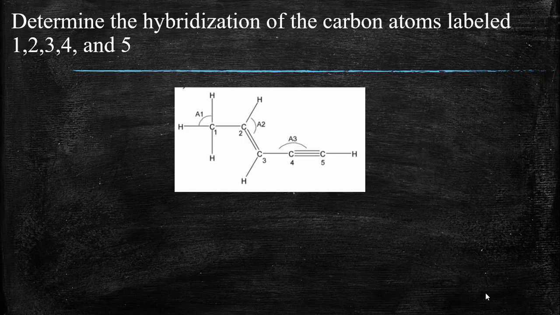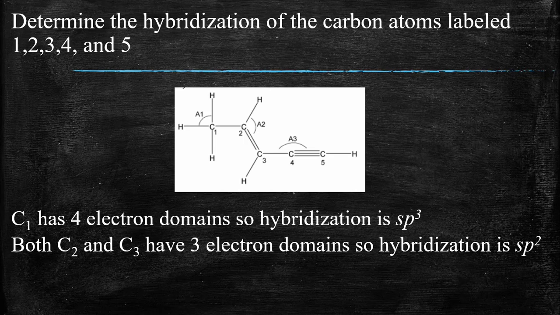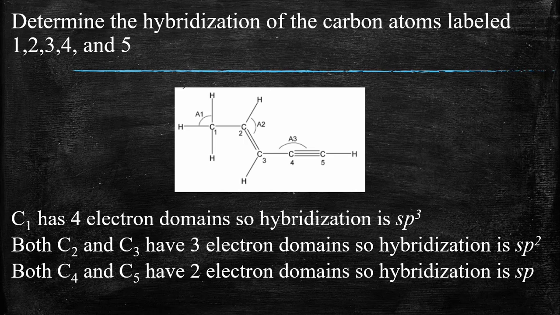So we start with the first. Determine the hybridization of the carbon atoms that are labeled 1 through 5. C1 has 4 electron domains, so it is sp3. C2 and C3 both have 3 electron domains, so it is sp2. And C4 and C5 have 2 electron domains, so their hybridization is sp.